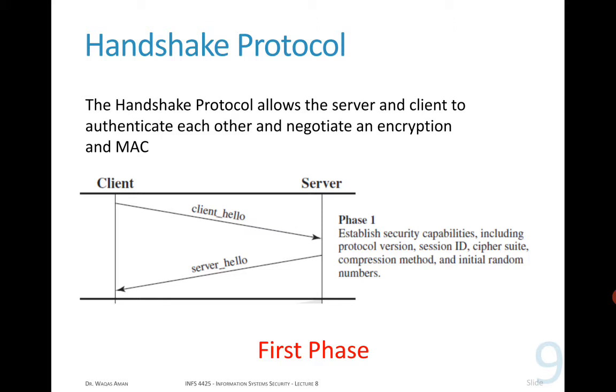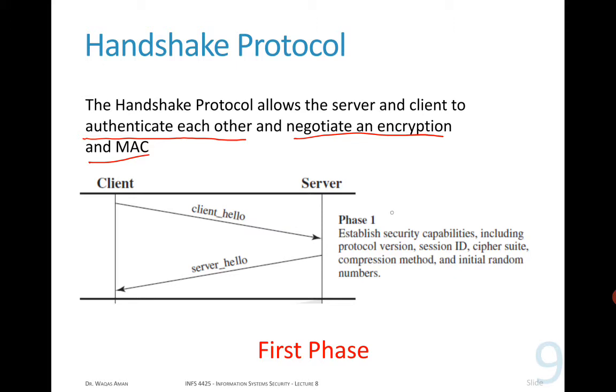So again, let's just have a look at it. The handshake protocol allows the server and the client to authenticate each other. Each other means mutual authentication. Mutual authentication is optional, but it is used to perform authentication and to negotiate encryption and MAC keys and algorithms. Now you can say that we can divide it into 3 or 4 phases.